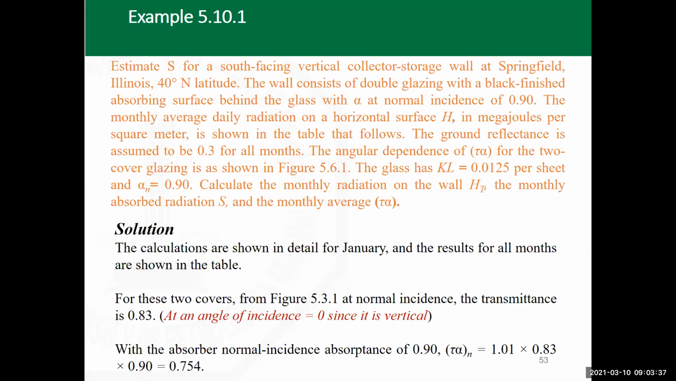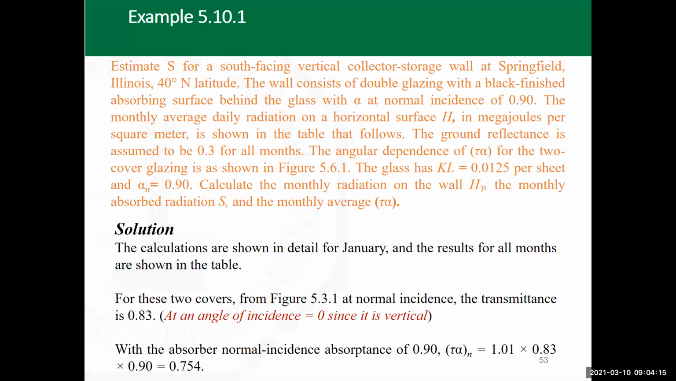The monthly average daily radiation on a horizontal surface, H, is given in megajoules per square meter in a table, and the table following that example shows the corresponding values of H for every month. The ground reflectance is assumed to be 0.3. This is rho ground, rho g. The angular dependence of tau alpha for the two cover glazing is shown in figure 5.6.1. We have seen that earlier. Figure 5.6.1 is giving us the angular dependence of tau alpha.